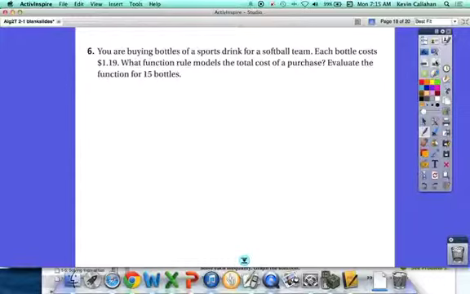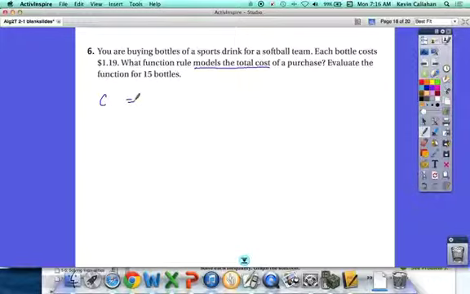However, we're going to go through the process here of defining a function rule. First, we should define what our variables are. What is it that we're trying to model? And we are modeling total cost. So we should come up with a variable that represents total cost. That's actually not just a variable, that's our function. And how about we'll say C for cost. So C is going to equal some expression that represents the total cost.